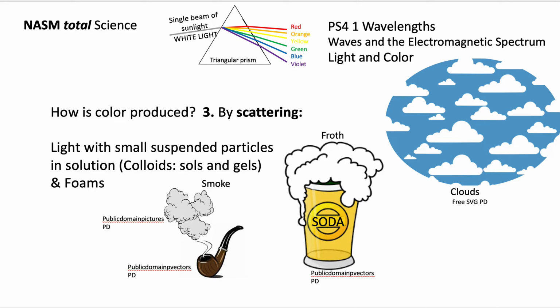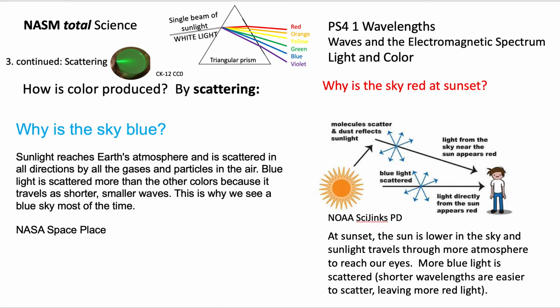And then the third way that light reaches us is when light is scattered from clouds, from froth, from foam, from smoke, from colloidal solutions, which are solutions which have particles that are bigger than fully dissolved materials spread out. And in the tiny green circle in a colloidal solution, you can actually see light being scattered. If it were a clear solution, light just goes straight through.